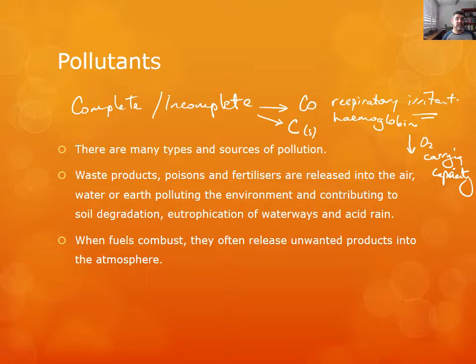When any fuels combust, they often are releasing unwanted products into the atmosphere, and this can be carbon monoxide, this can be carbon as particulate soot, it can be oxides of nitrogen, it can be oxides of sulfur, and so on. There's all sorts of different things that could be present in the fuel sources when they're combusting.